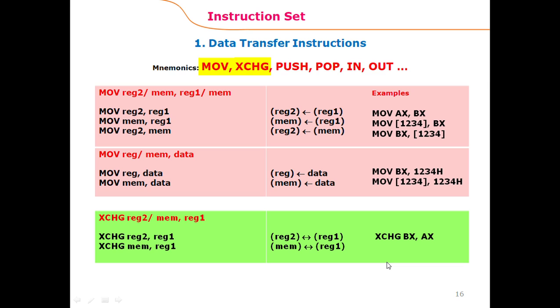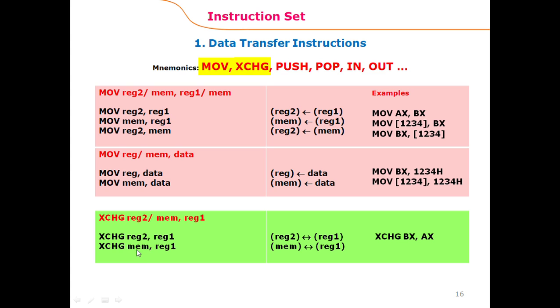For example, exchange AX, BX. After the execution of this instruction, the content which was stored before in the AX is moved to BX, and the content of BX is now stored in the AX register.